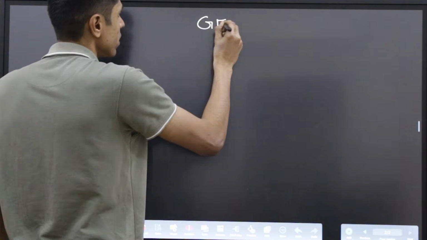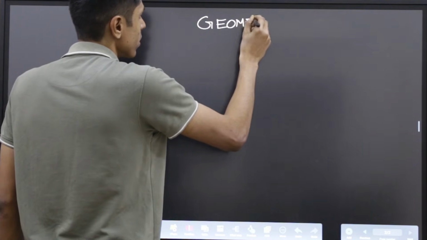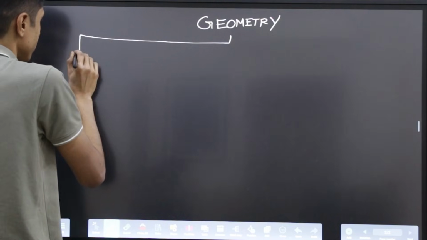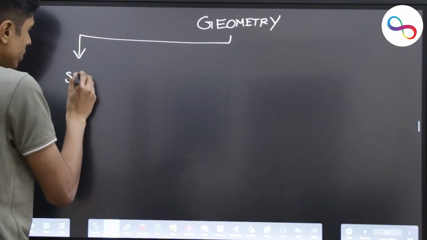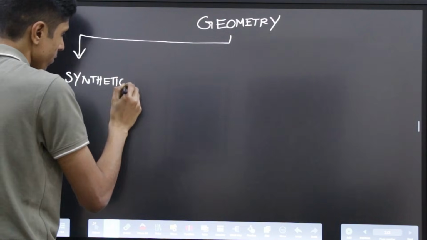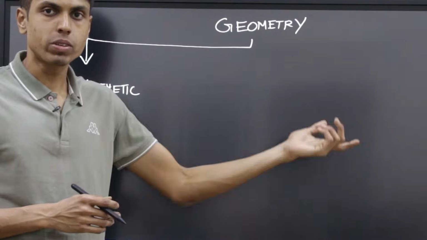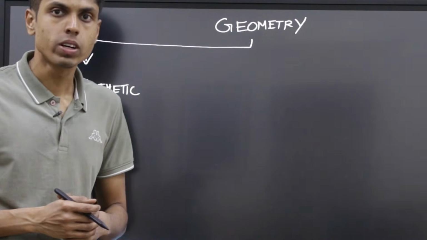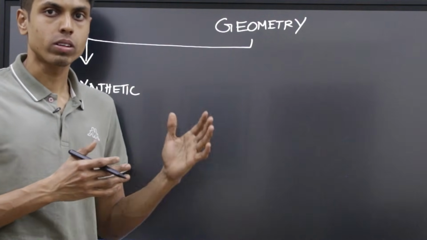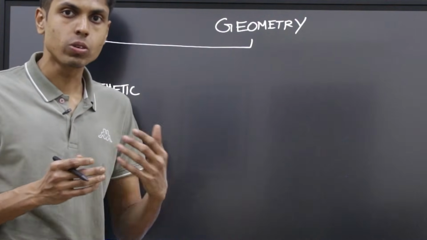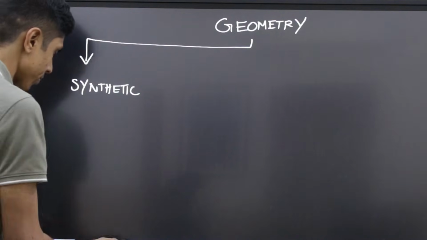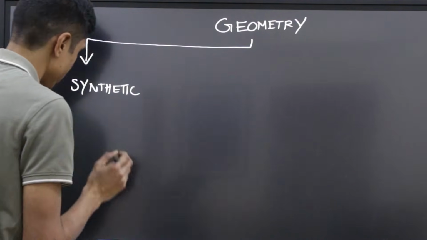In general, geometry has three subdivisions. First is the synthetic method of solving. I will describe all three subdivisions of geometry, then I will give you textbooks to follow, and you can use these ideas to get yourself skilled up in geometry. First is the synthetic method.